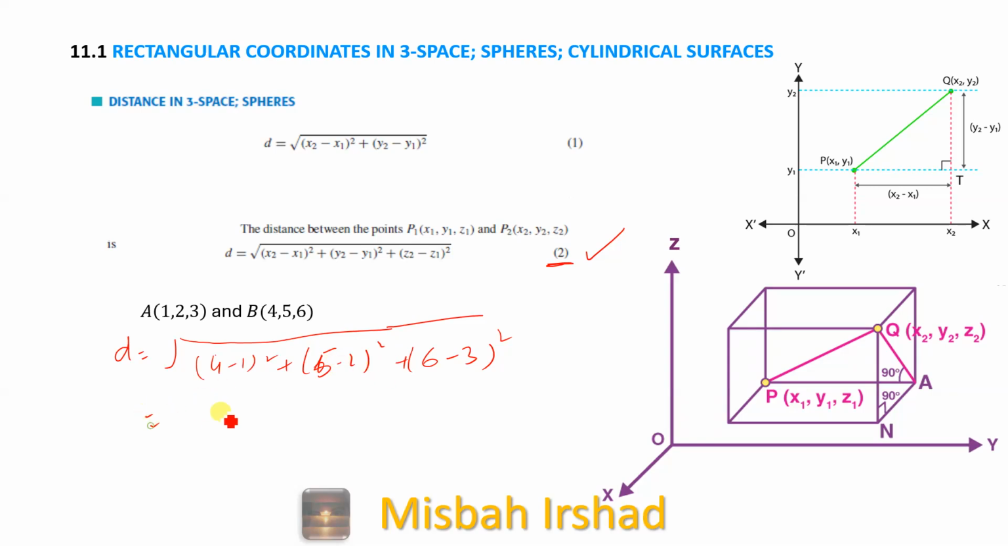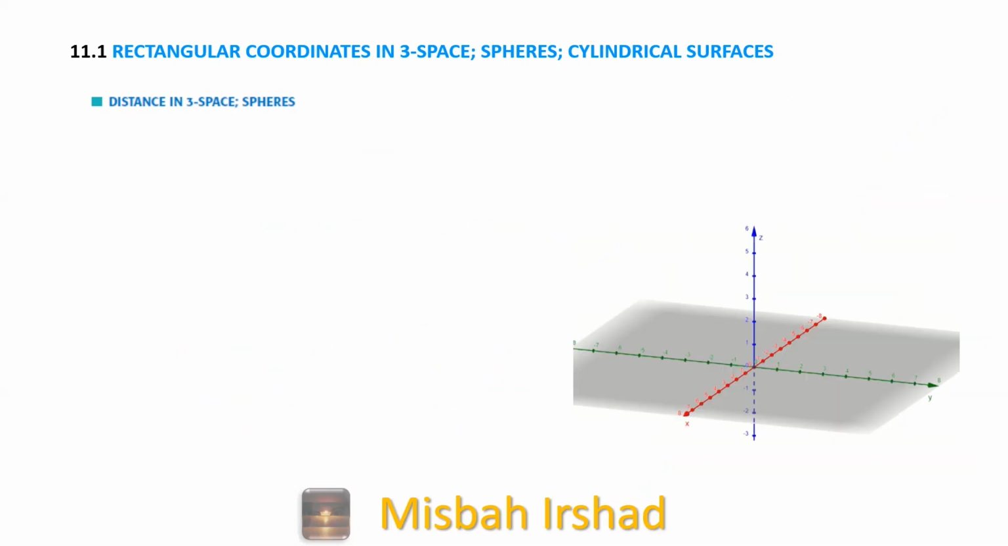And this is equal to 3 squared, which is 9. 5 minus 2 is 3 squared, which is 9. And 6 minus 3 is also 3 squared, which is 9. And this is equal to square root of 27, and you can write it as 3 square root 3. So this is how we can find the distance between 2 points in space.